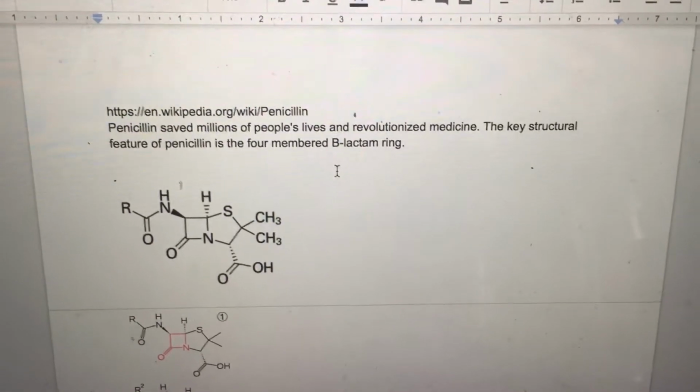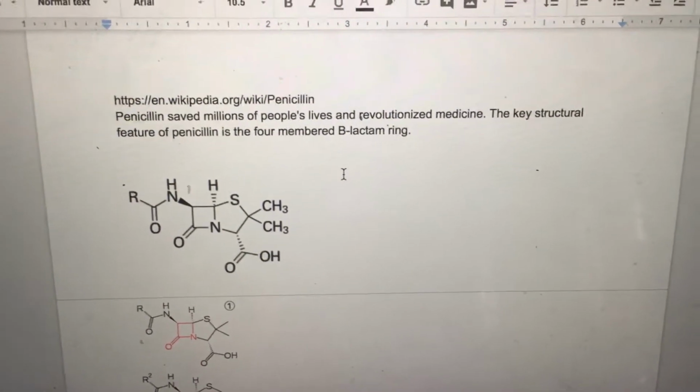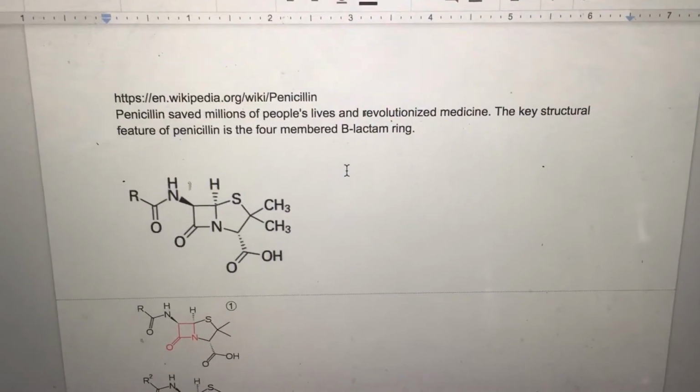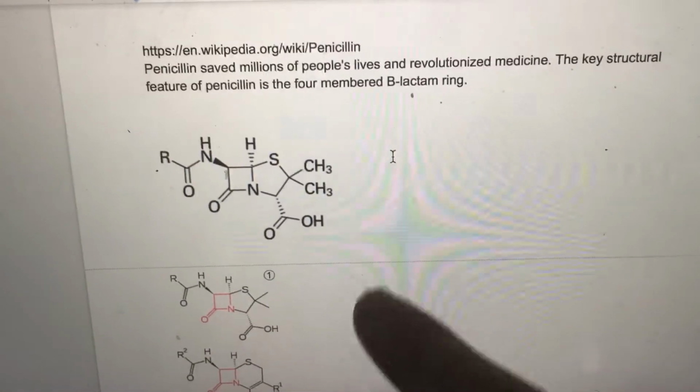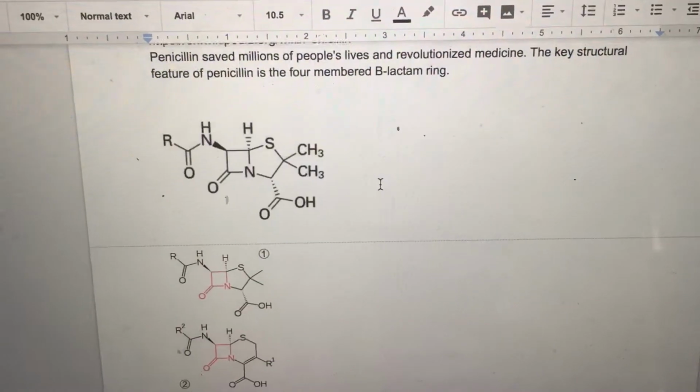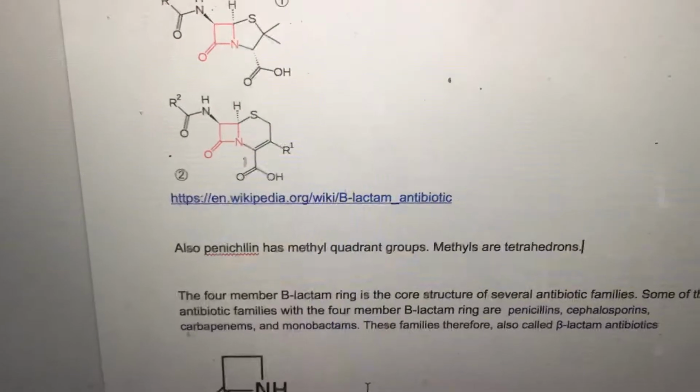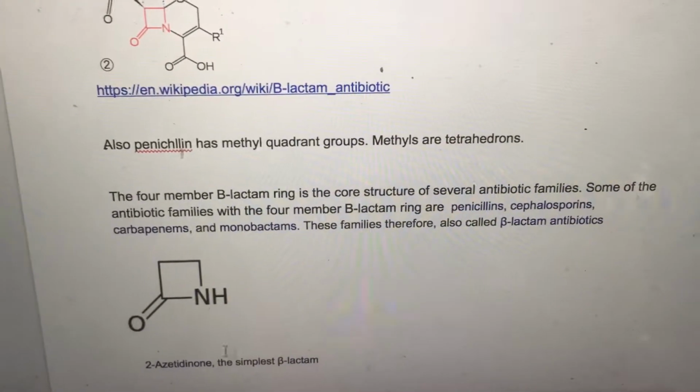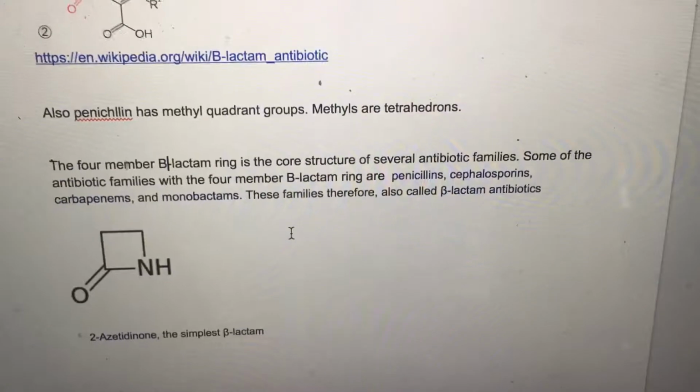Penicillin saved millions of people's lives and revolutionized medicine. The key structural feature of penicillin is the four-membered beta-lactam ring. Look at the four-membered beta-lactam ring. It is the core structure of several antibiotic families.